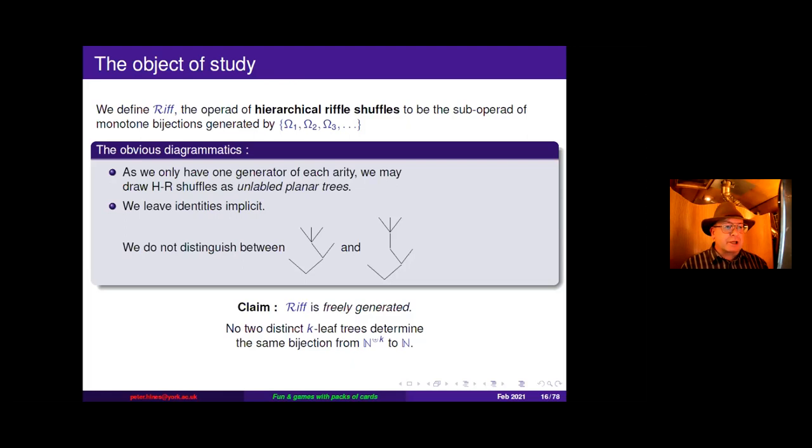And here's the claim. The claim is that this operad is freely generated by these generators. So no two distinct k-leaf trees are going to determine the same bijection from k copies of the natural numbers to one copy of the natural numbers.